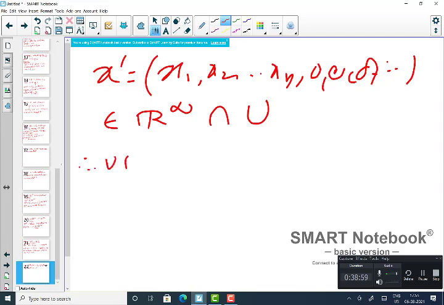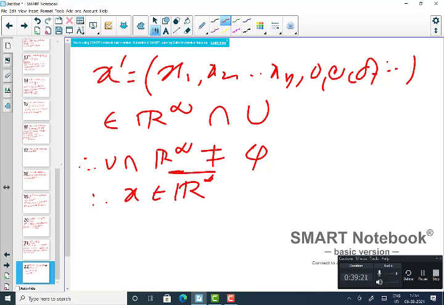So U intersection R infinity is not equal to empty, and hence that is the limit point, right? x belongs to the limit point of this, or rather R closure, right? And now, so what does that mean? That means every element of Rn is an element of R closure, and the converse is obviously true. So what does that mean? That means this has to be equal to Rn.